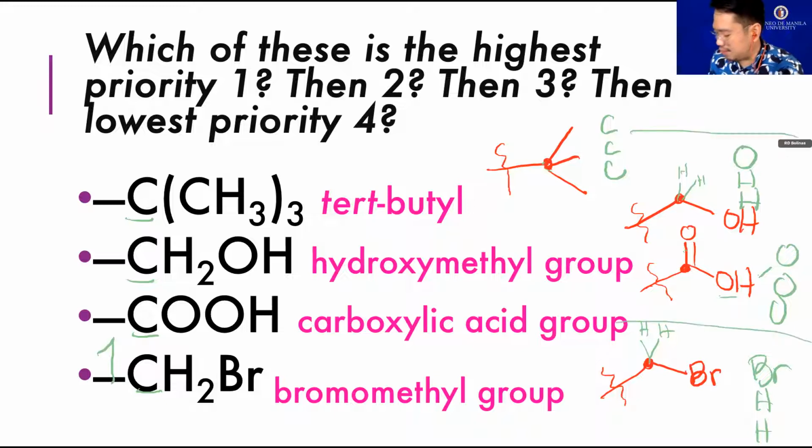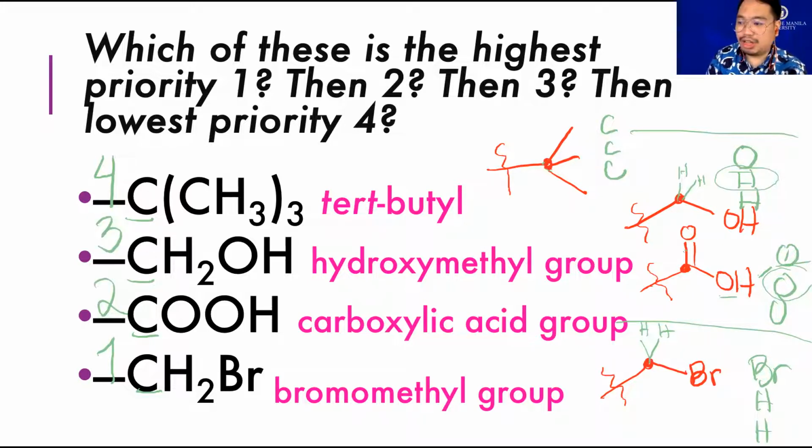Round 2, who wins? Round 1 pa lang, obvious fourth priority na si tertiary butyl. All carbons. Okay? And then these 2 oxygens tied. So the ones with the oxygens, let's break the tie. Round 2, hydrogen versus oxygen. So carboxylic acid wins over hydroxymethyl. That's 4, 3, 2, 1.